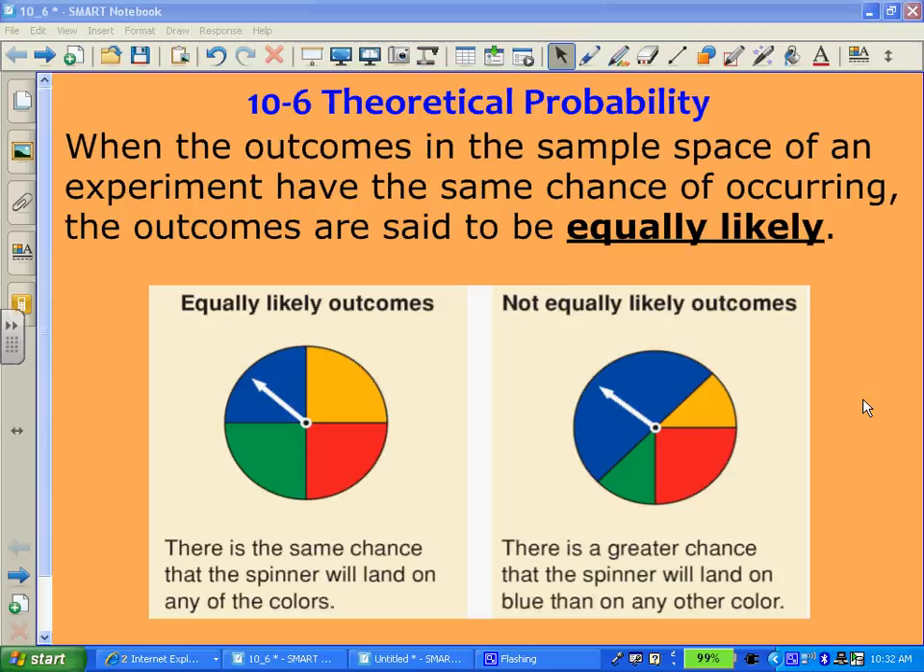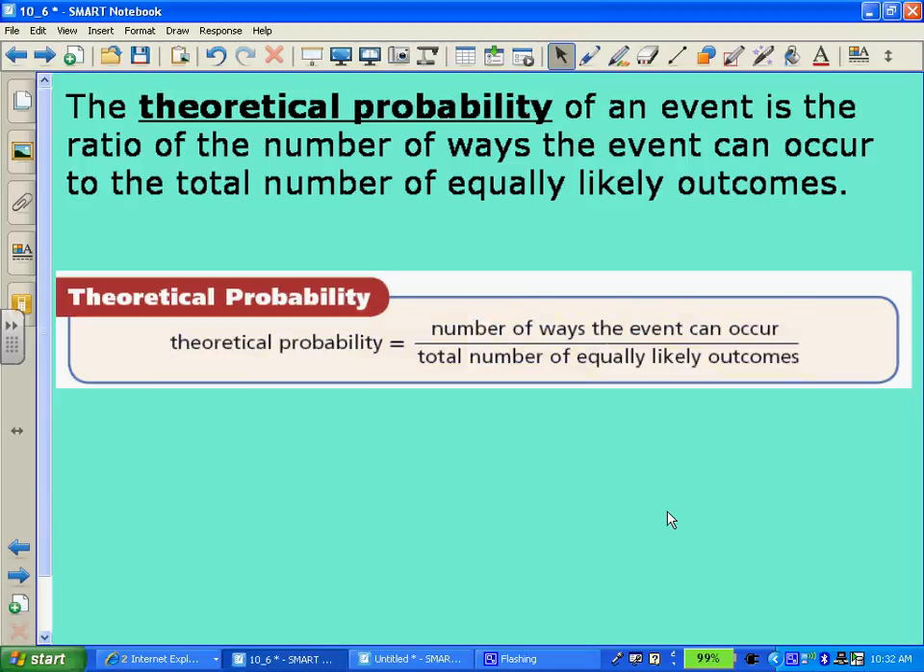If we look at these two spinners here, the first one on the left represents equally likely outcomes, meaning that there's the same chance the spinner will land on any of the colors. If you look at the one on the right, those are not equally likely outcomes because blue covers more area than the rest of them, so there's a greater chance that it would land on blue than any other color. When we're dealing with theoretical probability, we need equally likely outcomes.